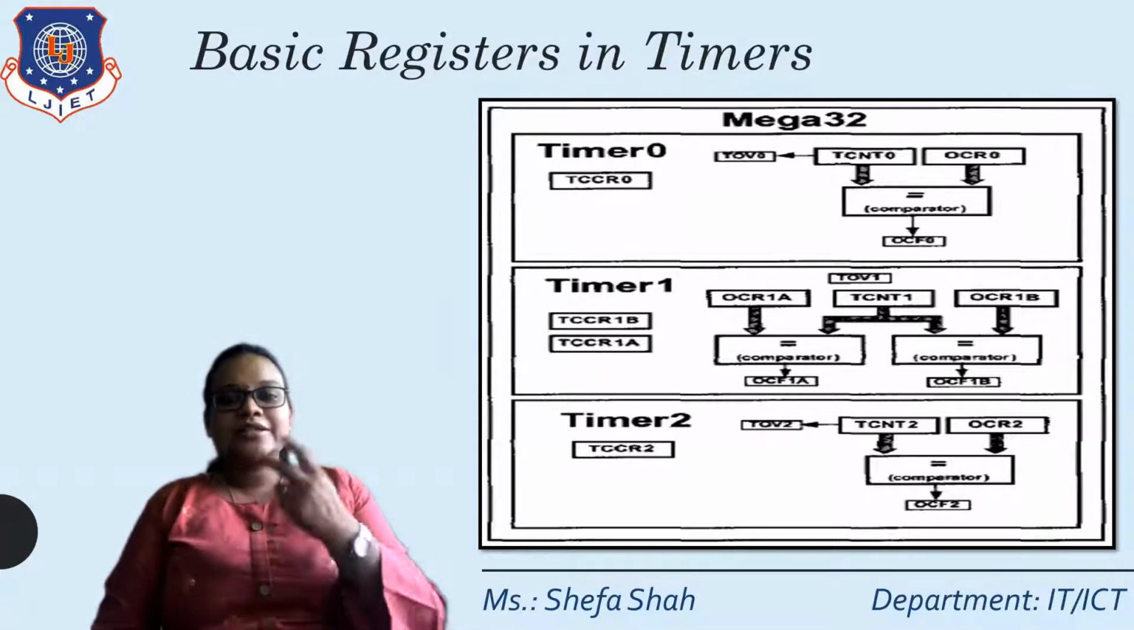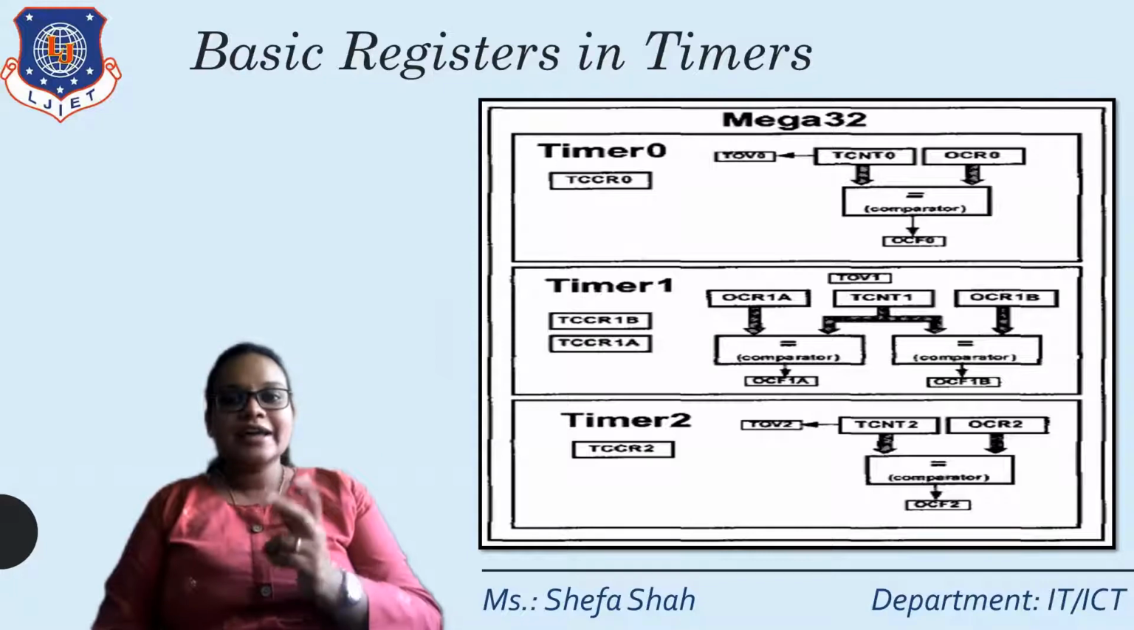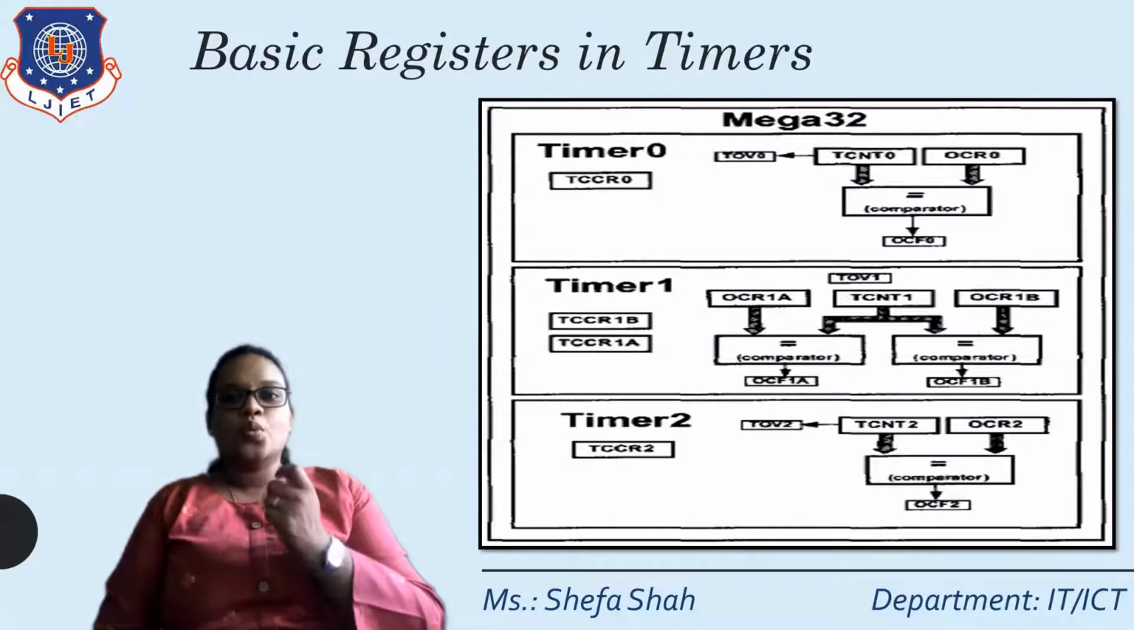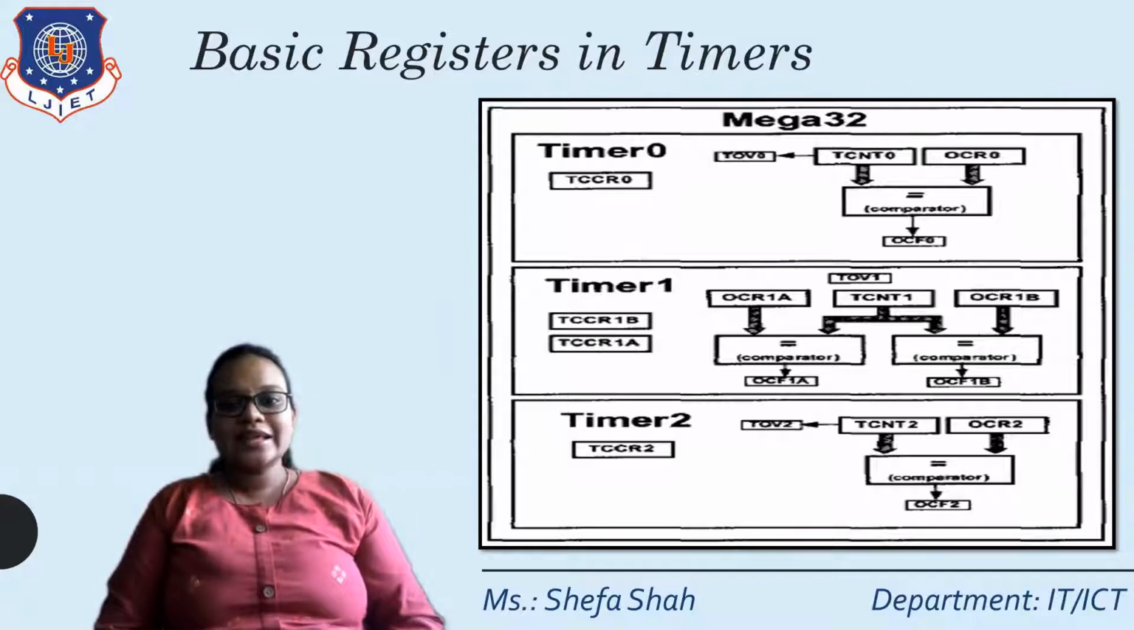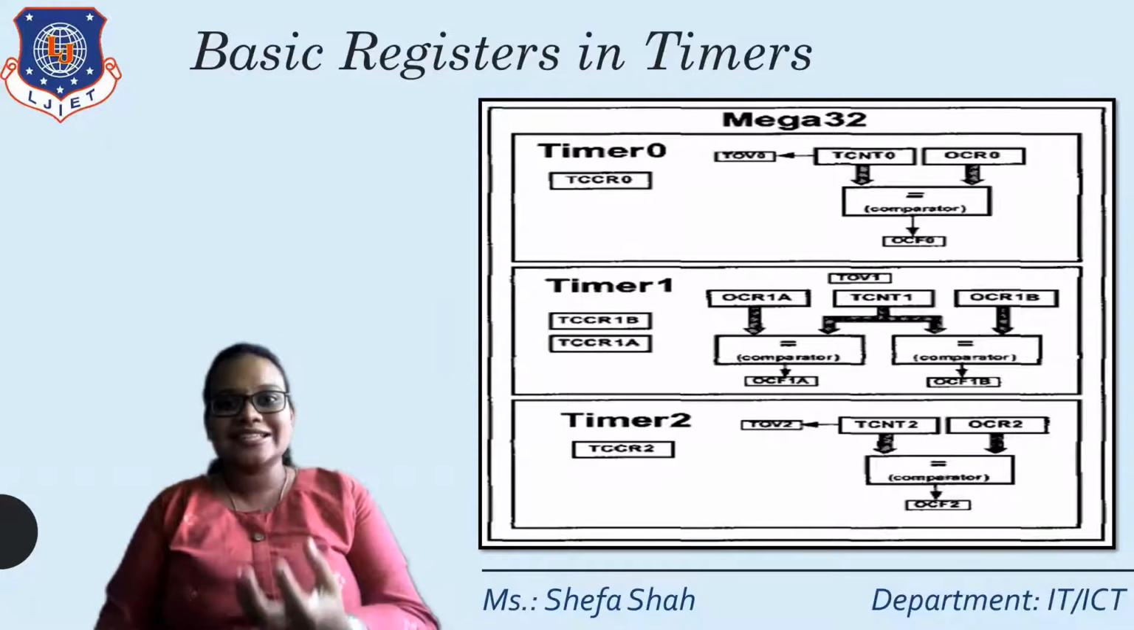Similarly, the timer works in two modes. First is the normal mode, through which the TOV flag will be affected, and second is the CTC mode, that is clear timer on compare match. As you can see on the right-hand side of the figure, in timer 0 there are TCNT0 and OCR, the output compare register, which is used for storing the data when we are working with CTC.